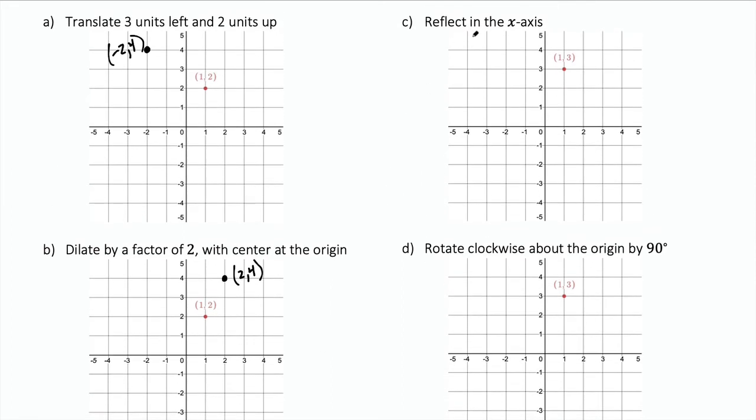For C, reflect in the x-axis. To reflect a point in the x-axis, our point, the x value stays the same, but the y value switches signs. So this becomes now 1, -3 down here.